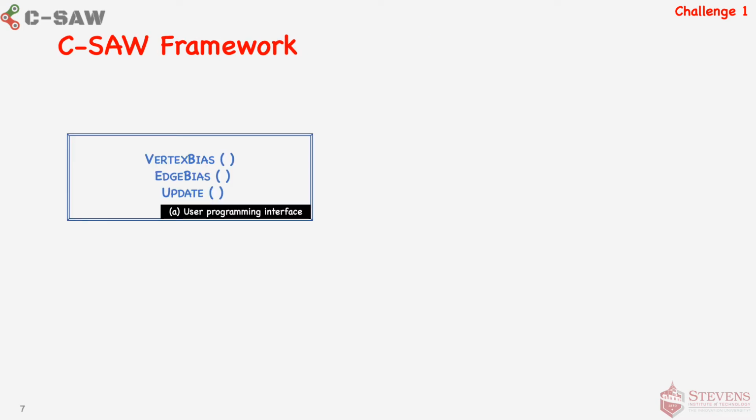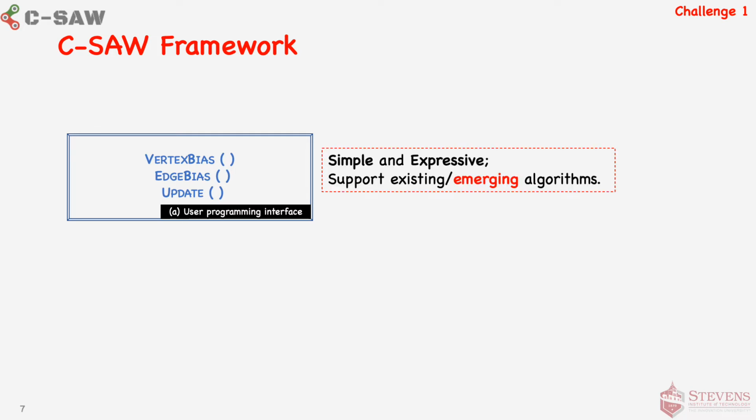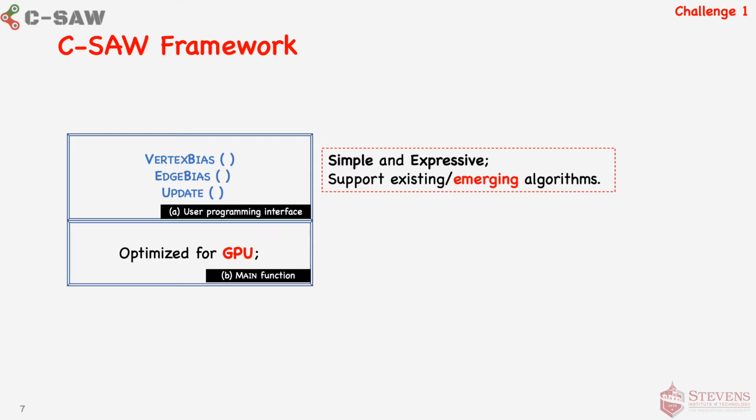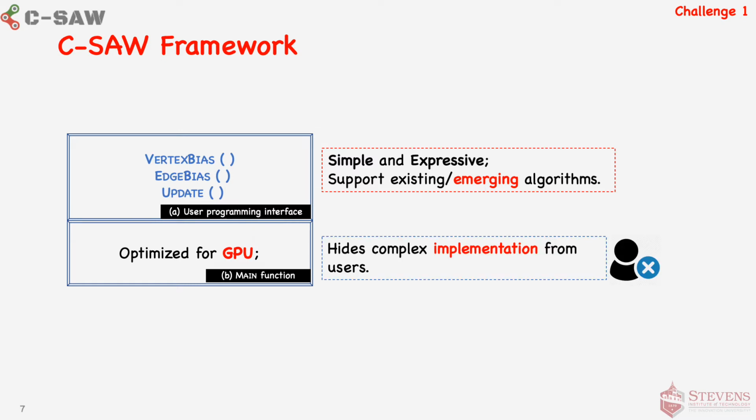As we just saw how Seesaw can be used to implement an algorithm, let's look at the overview of the Seesaw framework. Seesaw provides three simple and expressive APIs, or user programming interfaces, which can support existing algorithms and also have the flexibility to support emerging algorithms, as most sampling and random walk algorithms differ in terms of bias and how they update the frontier pool with the sampled neighbors. The main function uses these APIs for implementation and is optimized for GPU. The users do not need to know about the complex implementation of Seesaw to define sampling and random walk algorithms. With this, we address our first challenge, a generic framework.